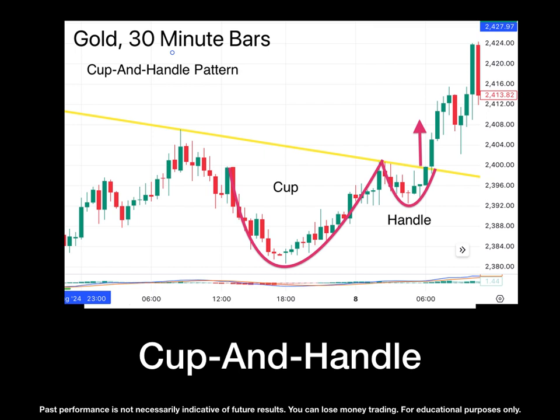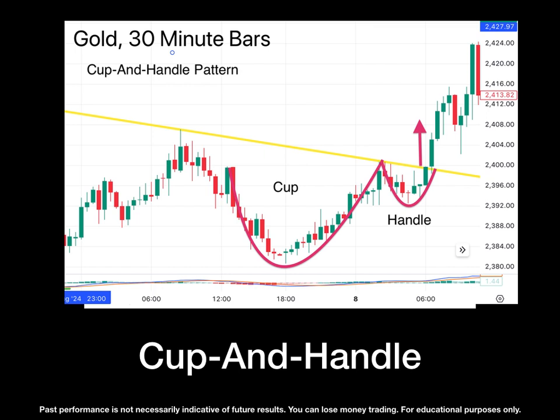The cup and handle pattern is shown in red on this 30-minute bar chart with the breakout above 2400. You can see how it formed the rounding, not a saucer bottom, but a cup bottom at 1800, which is 6 o'clock on the 7th. And then on the 8th, it hit the neckline, had a small handle, and then decisively broke up above 2400 and ran straight up to the target. Again, we were targeting 2420. So this tells us we have short-term trend up.